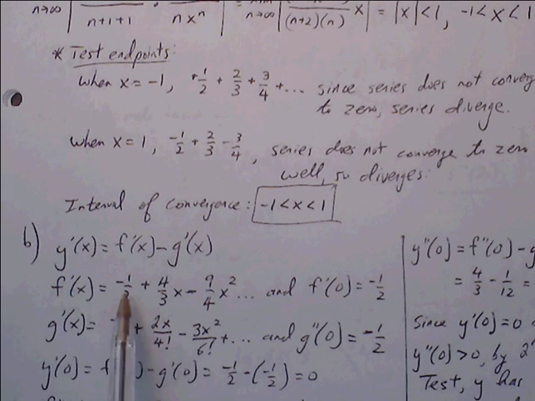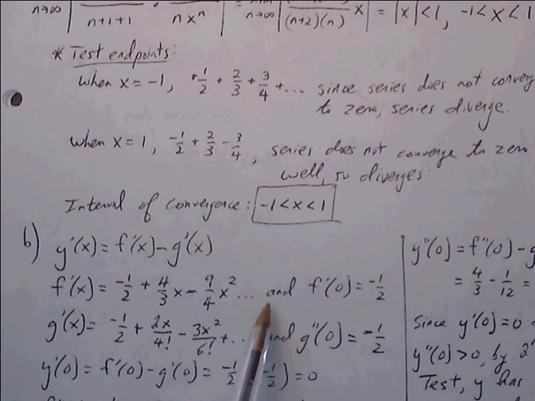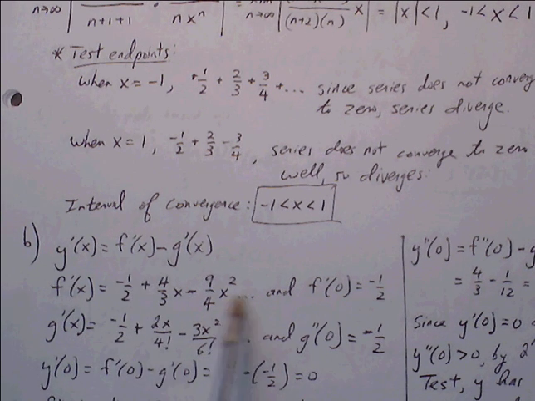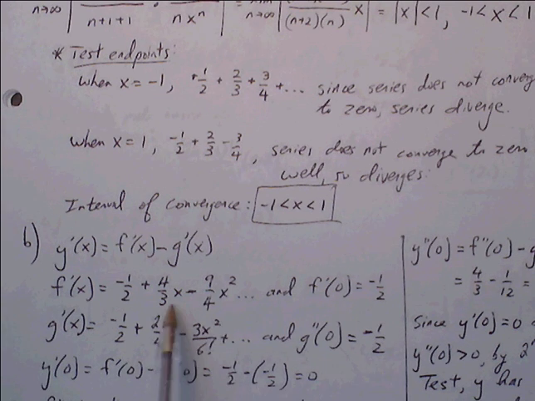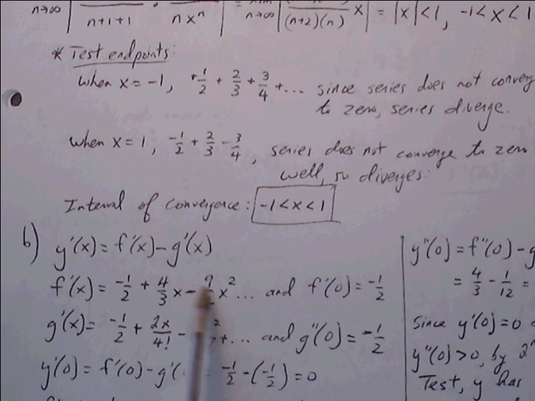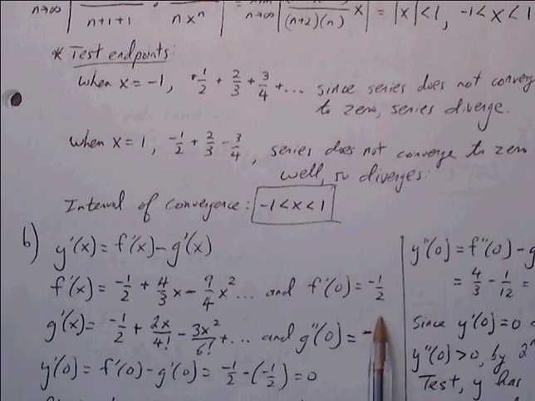So we're going to take the derivative of each term in f of x. So -1/2 plus 4/3 x minus 9/4 x squared plus ... Which means that f prime of 0, which we're going to find eventually, will just be -1/2, because if I plug in 0 for x, every term except the -1/2 will go away, because everything will cancel out with x being 0. So f prime of 0 is negative 1/2.